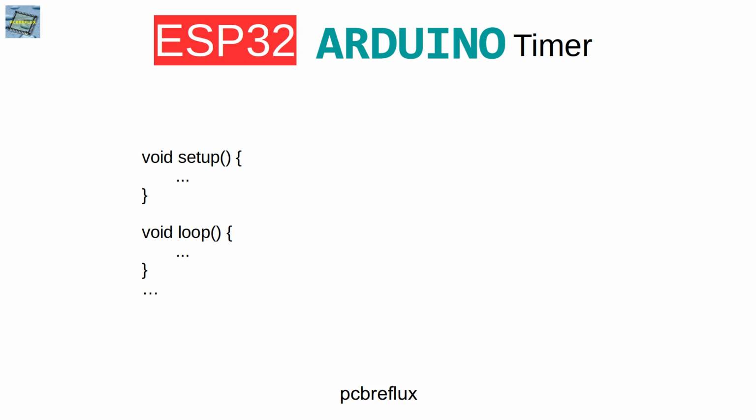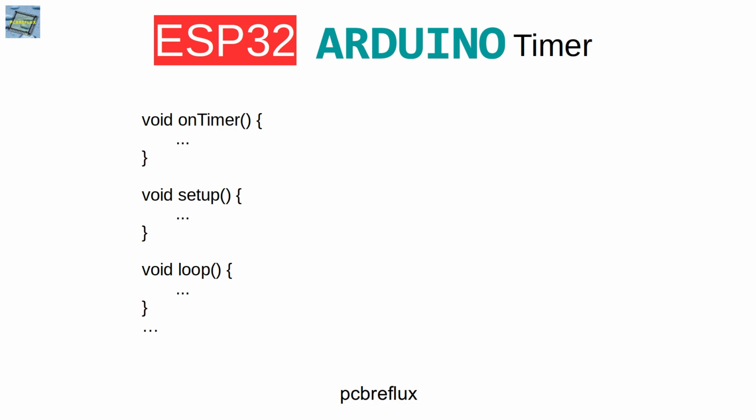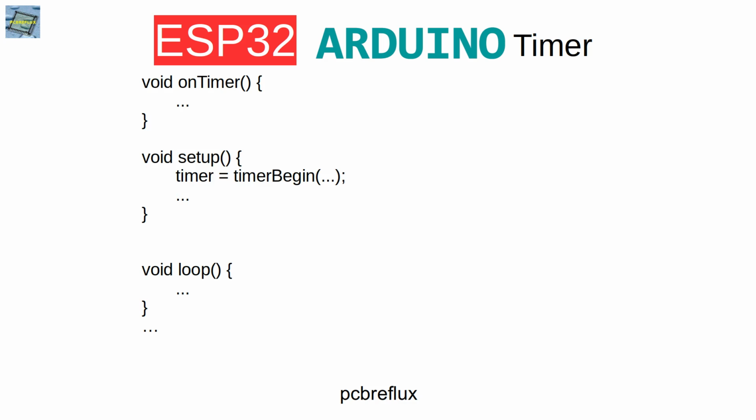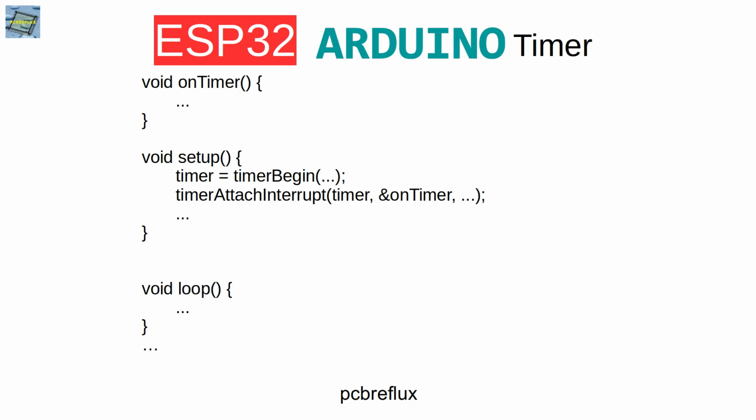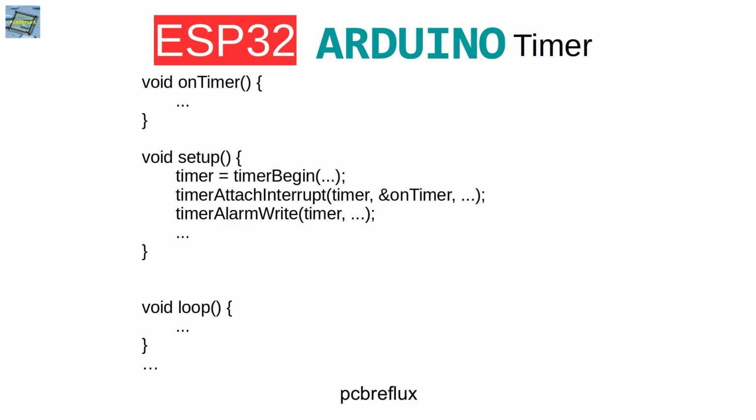If we start to look at the Arduino code, we have our setup and loop function. In addition, we have a timer function that is called when the timer alarm is reached. If we look at the basics of our timer setup, we first call a function called timer begin, where we set up our timer variable. Then we attach the timer to an interrupt, and this is where we call our own defined function. Then we set the alarm values where the interrupt is called, and we enable our timer.